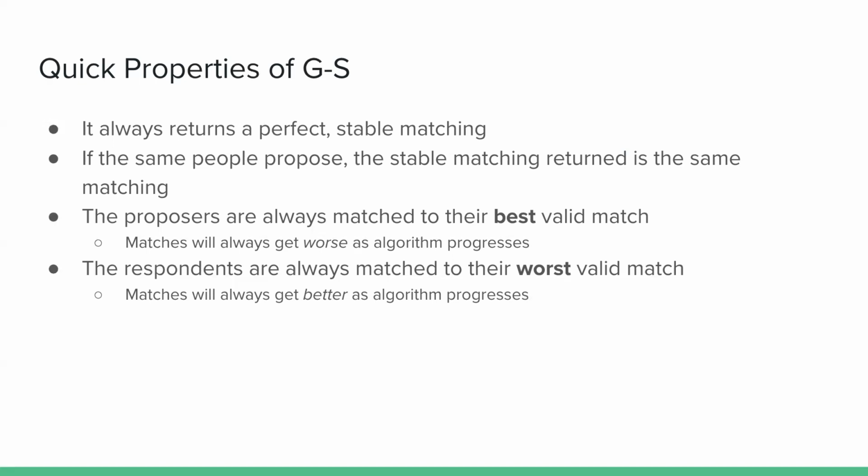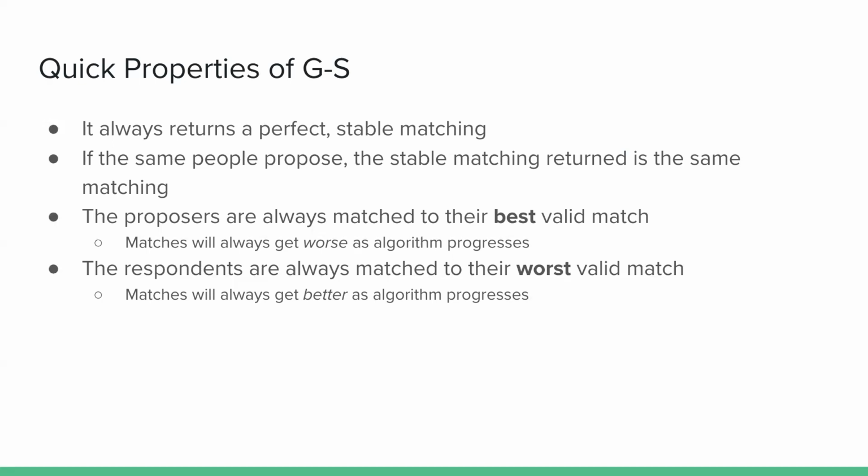Yes. Can you explain why it is always the worst valid match for the respondents? Doesn't it depend on who proposes to them, like who the respondents get? Yeah. So when we say the respondents are matched to their worst valid match, it's the same thing as the proposers getting matched to their best valid match.